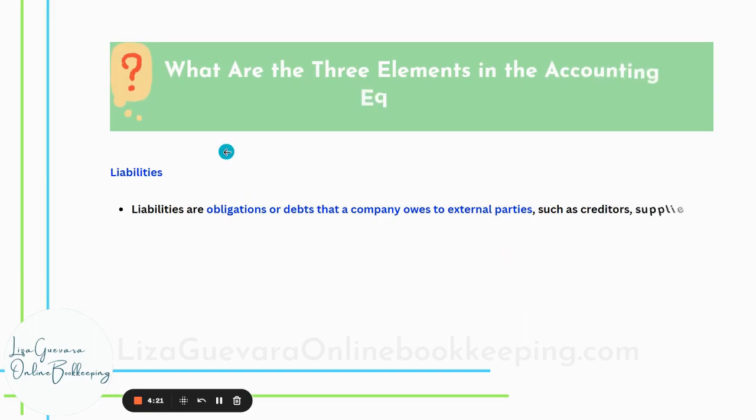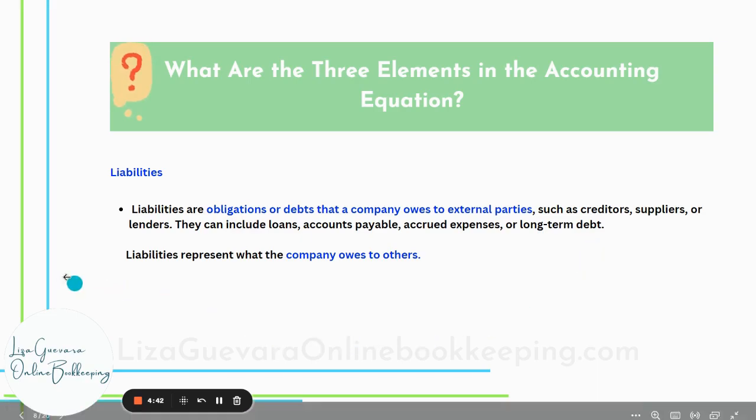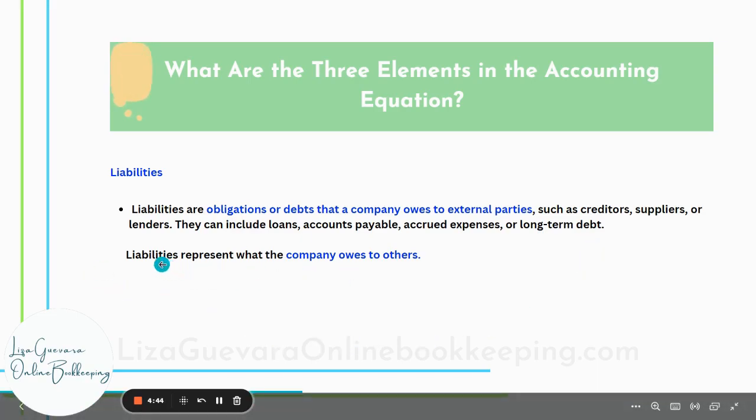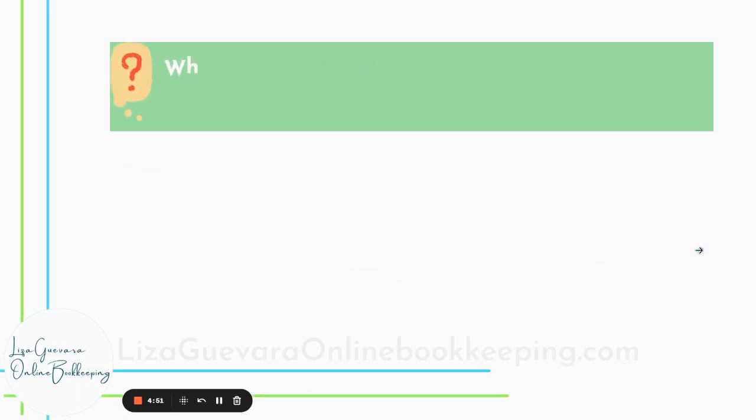Next we have liabilities. These are obligations or debts that a company owes to external parties. These external parties can be creditors, suppliers, or lenders. They include loans, accounts payable, accrued expenses, or long-term debt. So in other words, liabilities represent what the company owes to others.